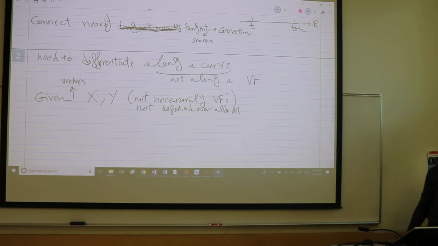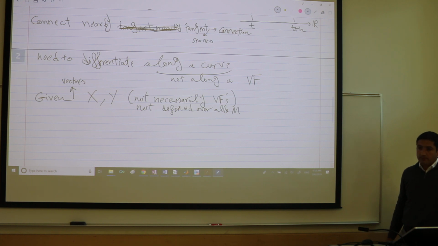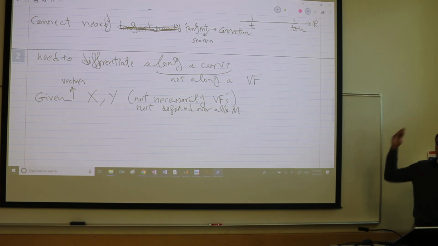Yes? So a vector field has to be defined over the entire manifold? Yeah. So what's the difference between a vector field and a complete vector field? No, its flow is defined for all time. For the manifold. Yeah, for all time, yes. It doesn't blow up like x dot equals x squared.